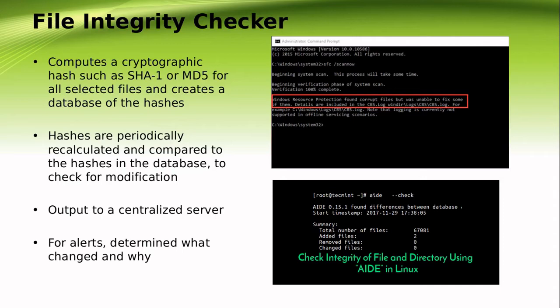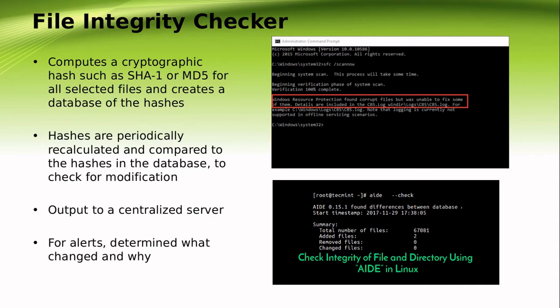The computer calculates cryptographic hashes such as SHA-1 or MD5 for all selected files and creates a database of the hashes. The hashes are periodically recalculated and compared to the hashes in the database to check for modifications. Output goes to a centralized server, which alerts and determines what changed and why. This is the type of question you have to check.